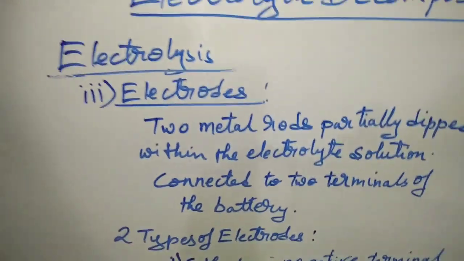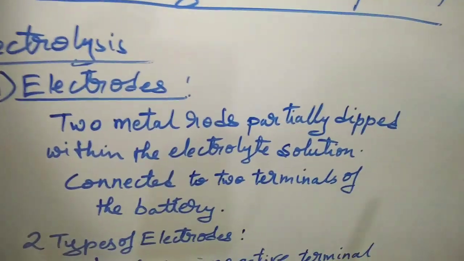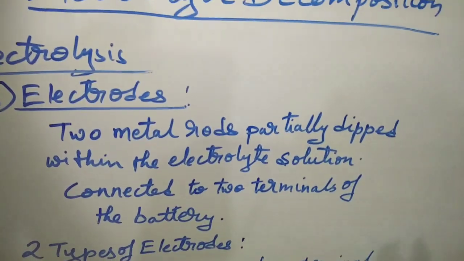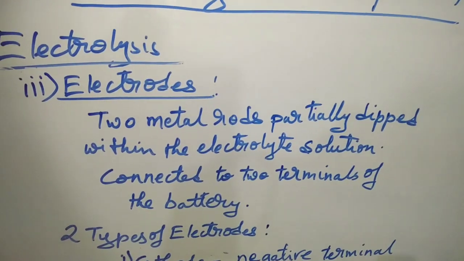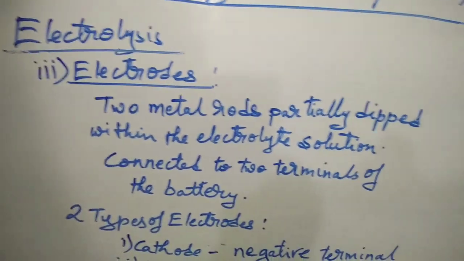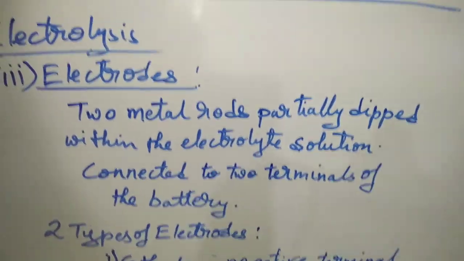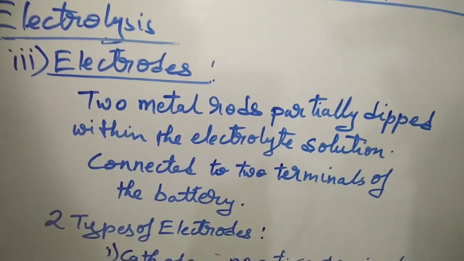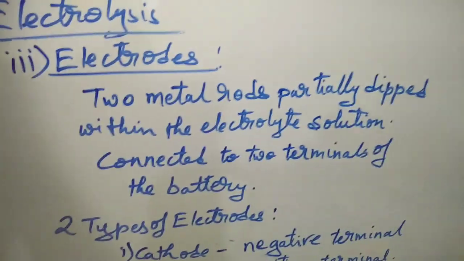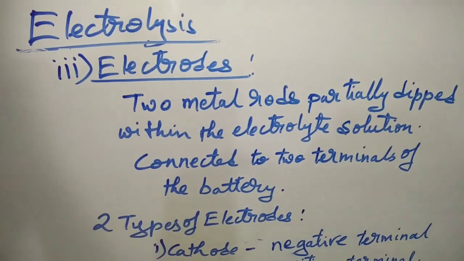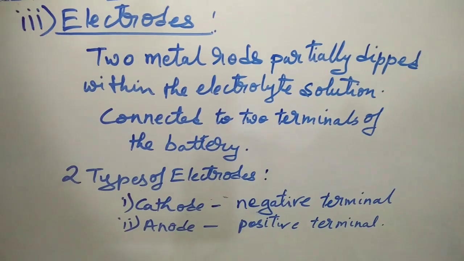Now our next component is electrodes. What are these? These are two metal rods partially dipped. Partially dipped means half or three-quarters within the electrolyte solution. The rods should not be dipped fully. Some part of the rod should be dipped within the electrolyte solution. It is connected to the two terminals of the battery, which means it will be connected with the two ends of the battery.